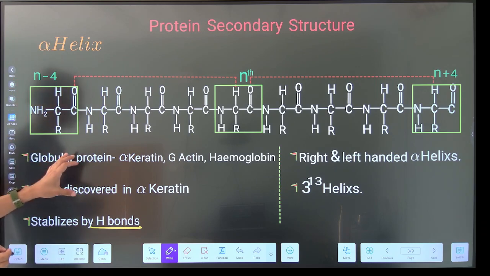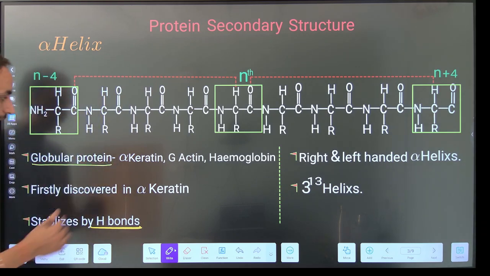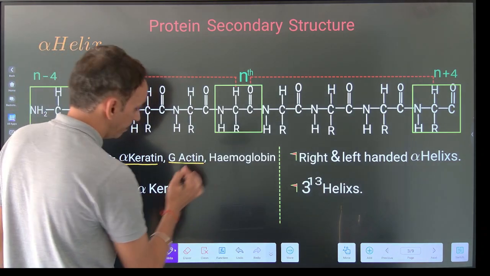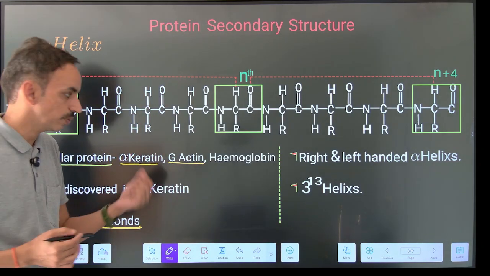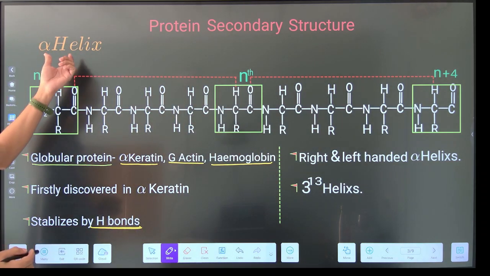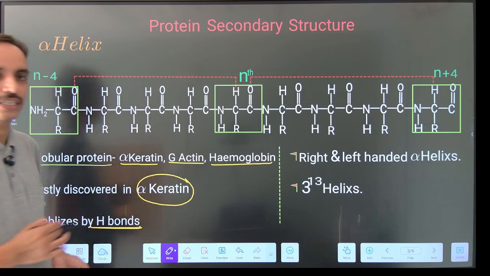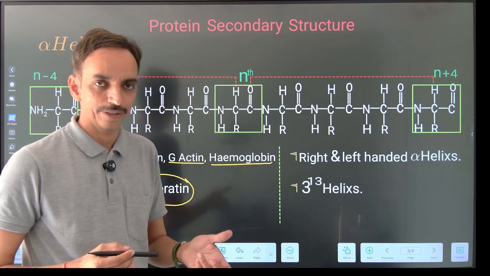These alpha helical structures remain abundantly present within the globular proteins like alpha keratin, G-actin, which plays an important role in the cytoskeleton, as well as in hemoglobin. These alpha helical structures were firstly discovered in the alpha keratin. That's why they are named as alpha helices.